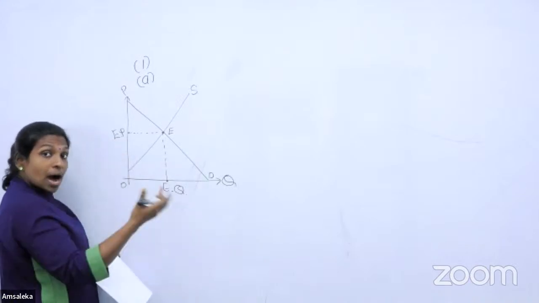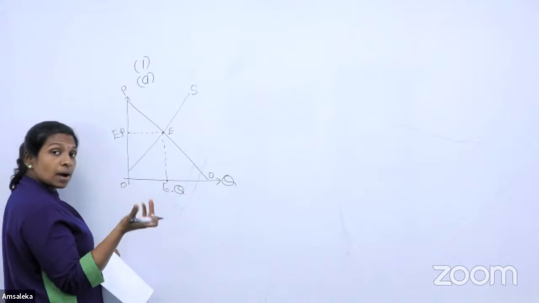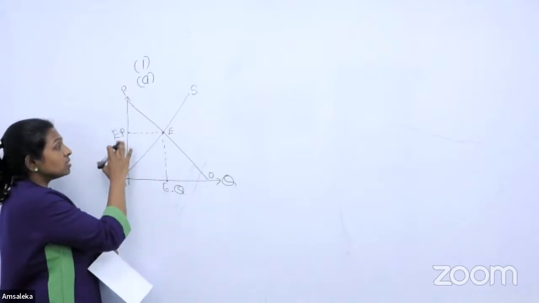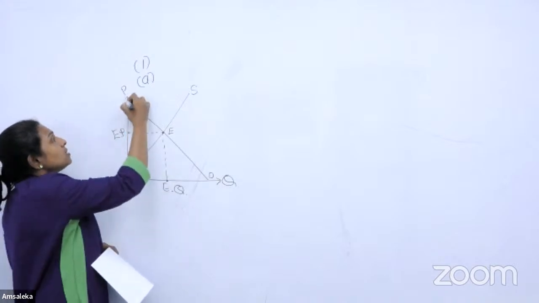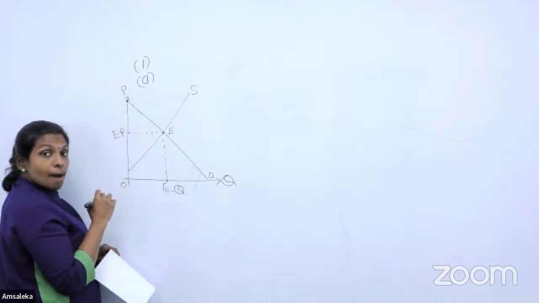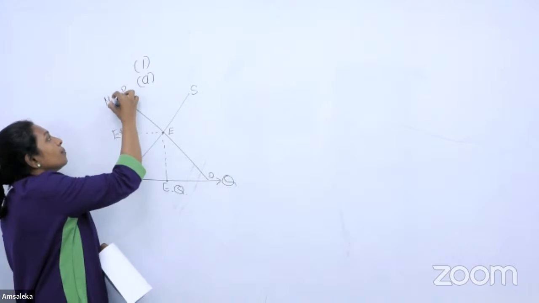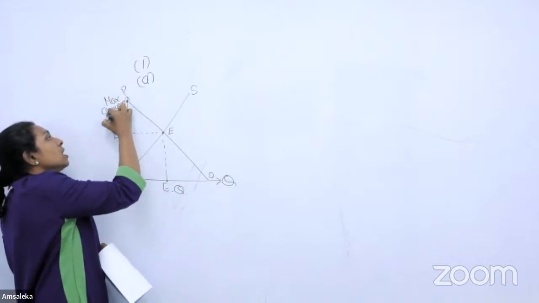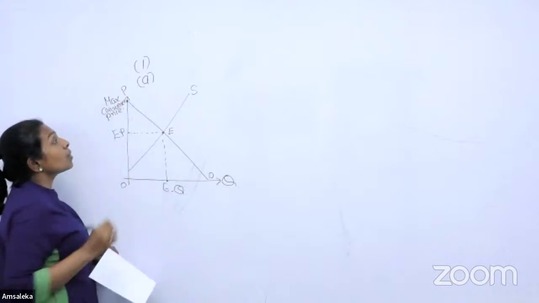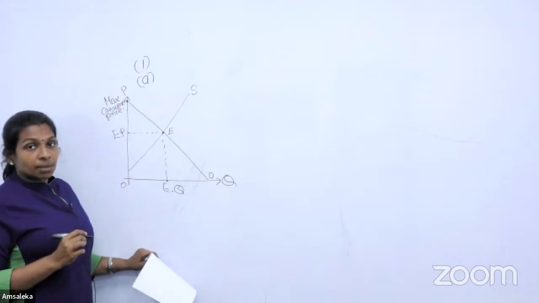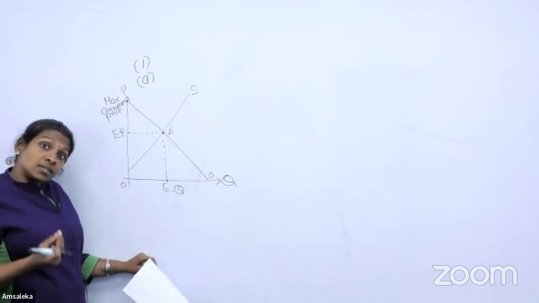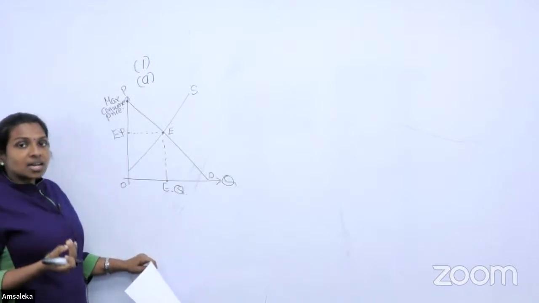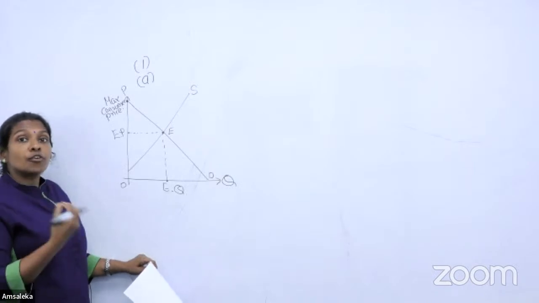So that comes from the bargaining, right? They are going to bargain with each other. Then this is the price they are actually going to buy and sell at. Then what is this price? Maximum consumer price. What does maximum consumer price mean? Maximum consumer price means the highest price that the consumer is willing to give for a product.